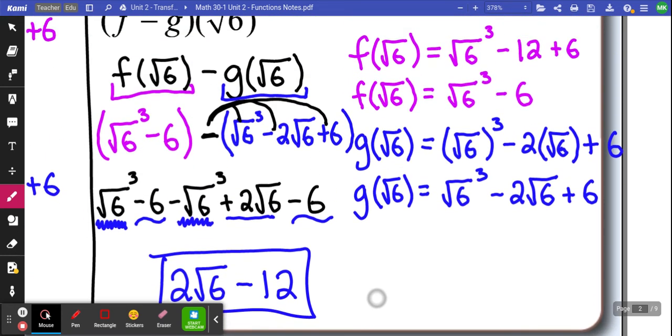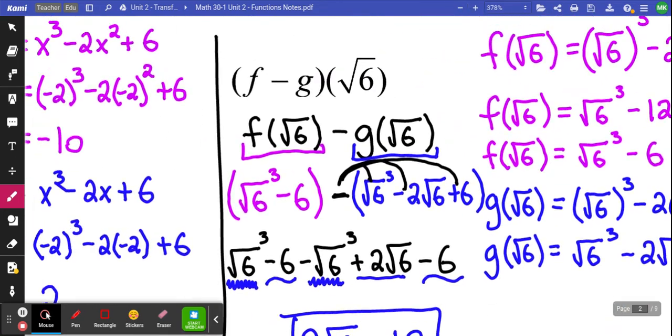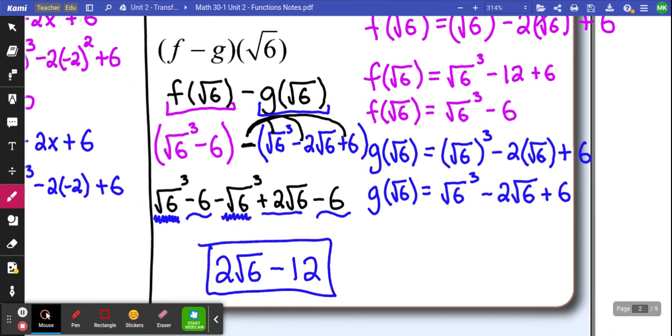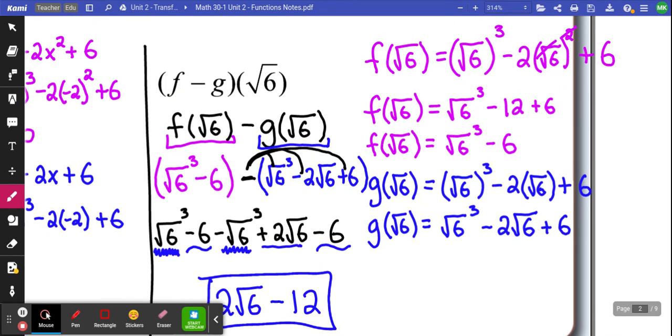Yes, sir. I have a question. Why couldn't we just take the original equations and subtract them, what it is before you substitute them? You could. Yeah, 100%. It's so much faster. You don't have to do all that.